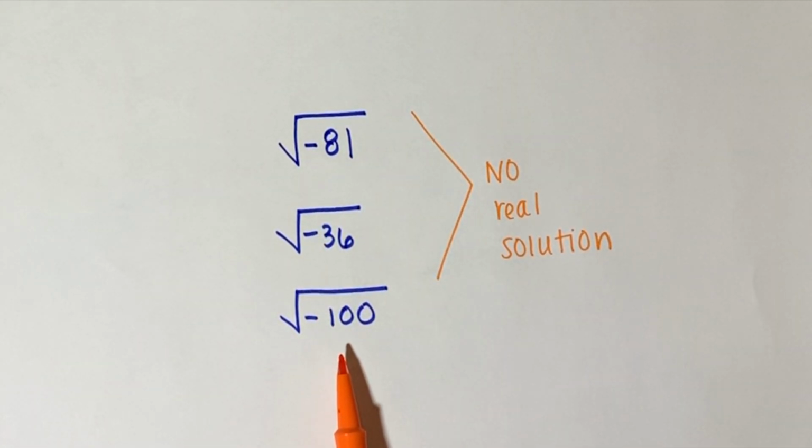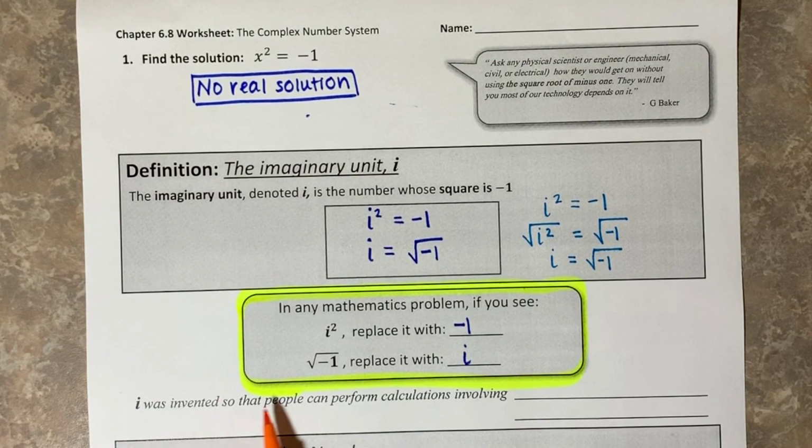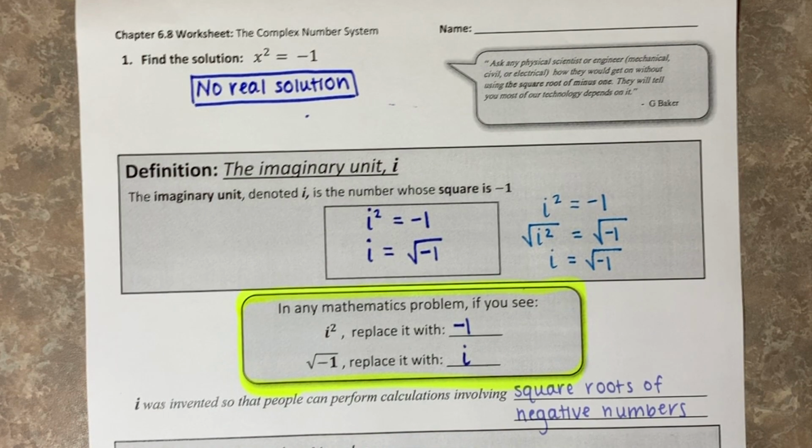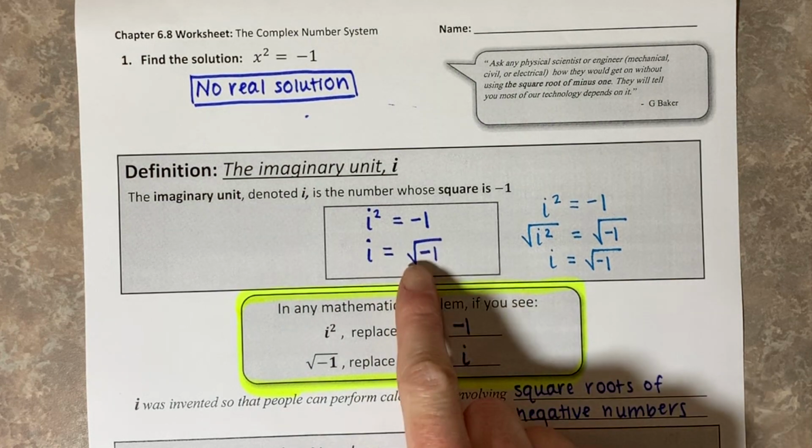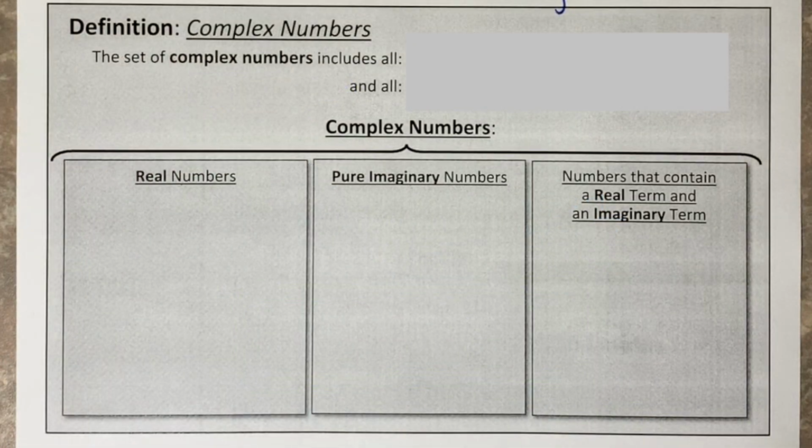But the square root of negative numbers comes up a lot in math, science, engineering, and computer science. So mathematicians needed a way to perform calculations on square roots of negative numbers. So i was invented so that people can perform calculations involving the square roots of negative numbers. There are two types of numbers. There are real numbers, which are all of the numbers we've seen up until today, and then there are imaginary numbers. Imaginary numbers are square roots of negative numbers, and the imaginary number i is defined as the square root of -1.